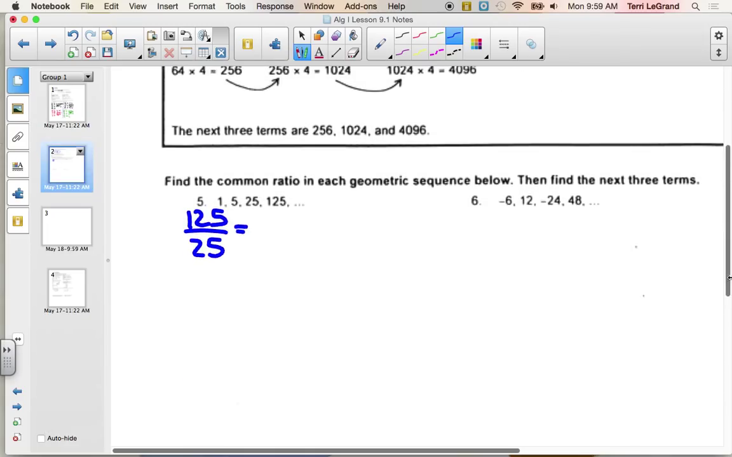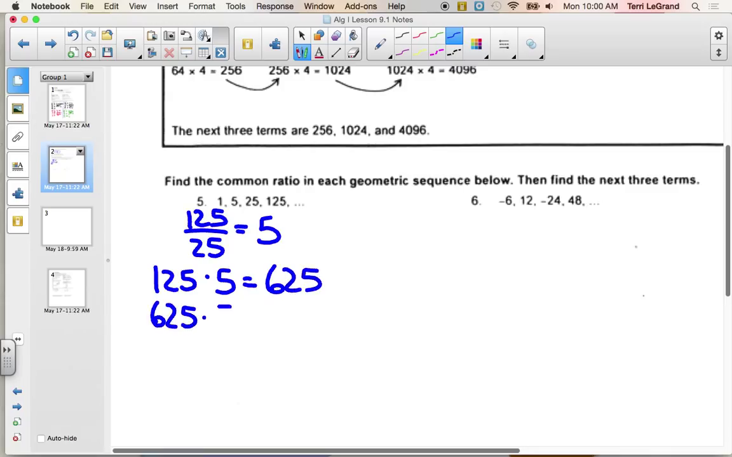Okay, so if 125 divided by 25 is 5, and they want us to find the next 3 terms, we're going to start with our last term, and we're going to show that we're going to multiply that by 5 to get the next term. So what's 125 times 5? 625. 625 times 5 is 3,125. And now 3,125 times 5 is 15,625.